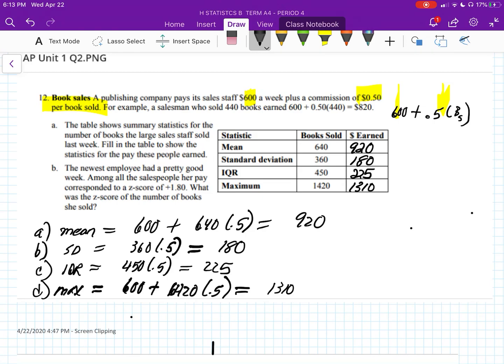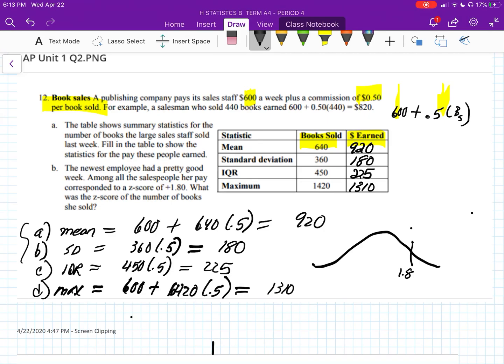And the second part said the newest employee had a pretty good week. Among all salespeople, her pay corresponded to a Z-score of 1.8. So if we look at 1.8, remember 1.8 is going to be here to the right of the mean. And what was the Z-score of the number of books she sold? Well, if we normalize, that's what Z-scores are. It doesn't matter if we're looking at books sold or if we're looking at the money earned, they're both going to have the same exact Z-scores. So that's kind of a little trick question there if you understand what Z-scores are.